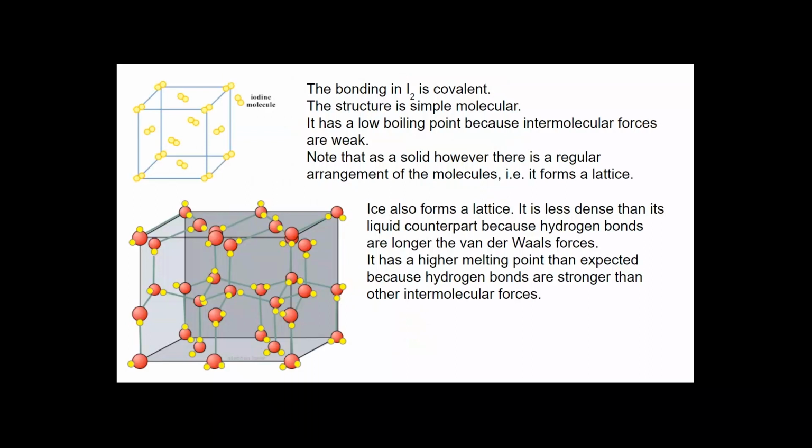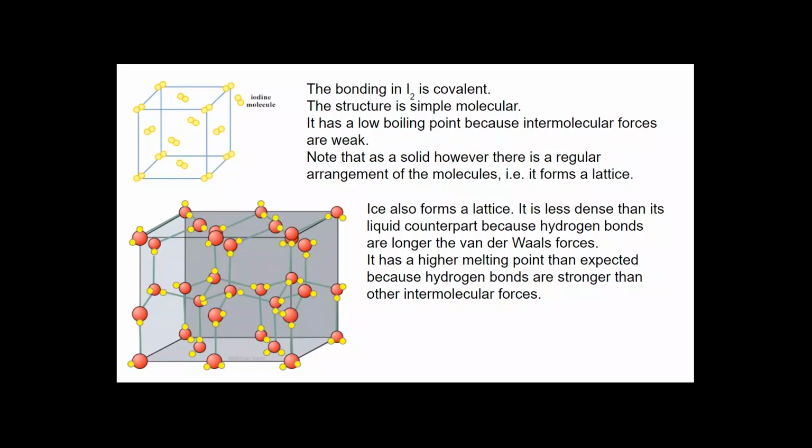Then move on to bonding. The bonding in I2 is covalent. The structure is simple molecular. It has a low boiling point because the intermolecular forces are weak. And note the regular arrangement of a solid. So it does in fact form a lattice. So iodine molecules will form a lattice. You can see it here.